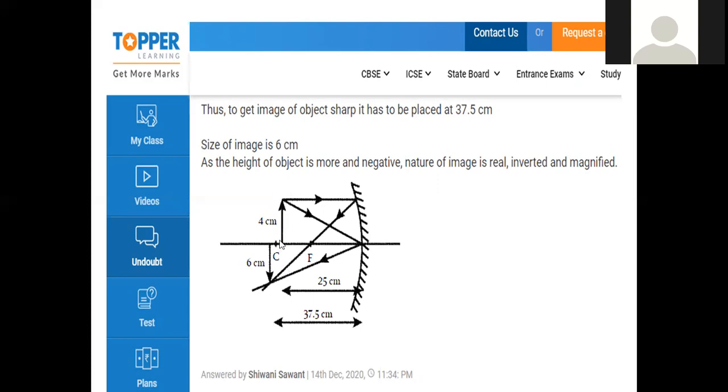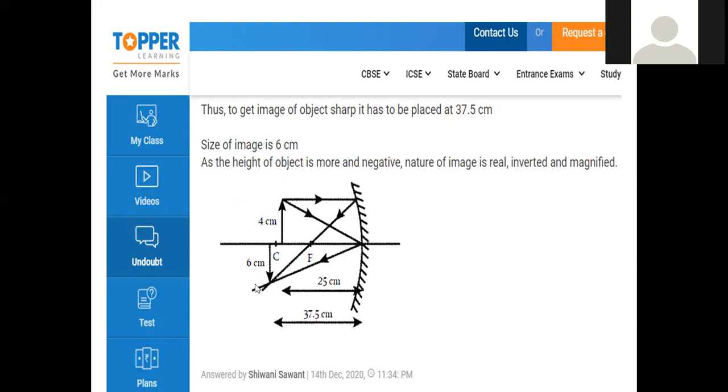Let us assume this is a concave mirror and the object has a height of 4 centimeters at a distance of 25 centimeters. When we place it like this, what will be the position of the image, what is the orientation of the image, and what will be the distance of the image from the pole point? These parameters are to be predicted. The entire question as well as the answer is described in this diagrammatic form.